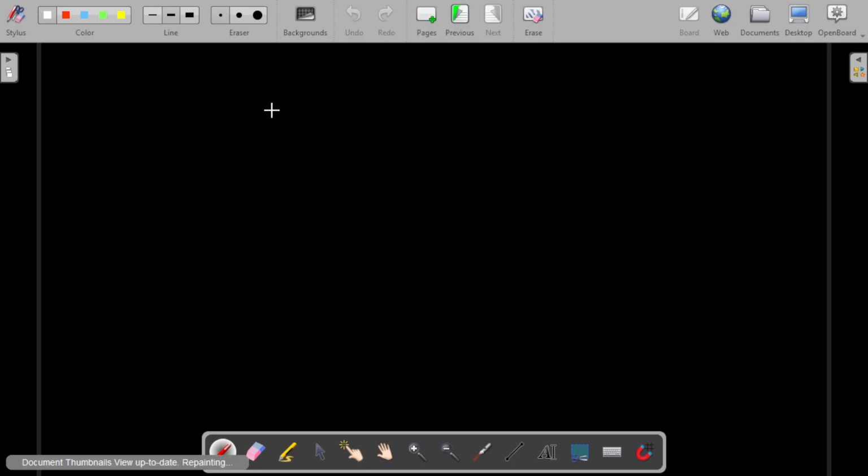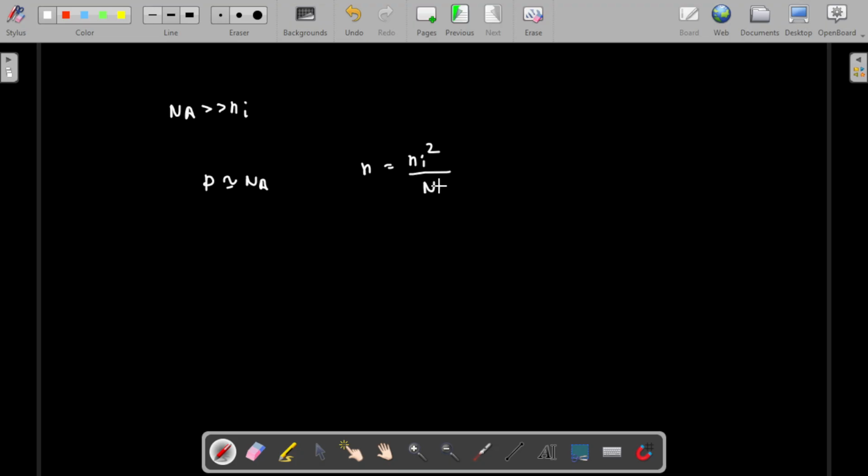Another shortcut is there. If Na is much greater than ni, then we can directly ignore the second term and p will be approximately equal to Na. Then we can substitute that in the minority charge carrier also: n equals ni square divided by Na. So this is the approximate calculation, and the earlier one is the exact calculation.